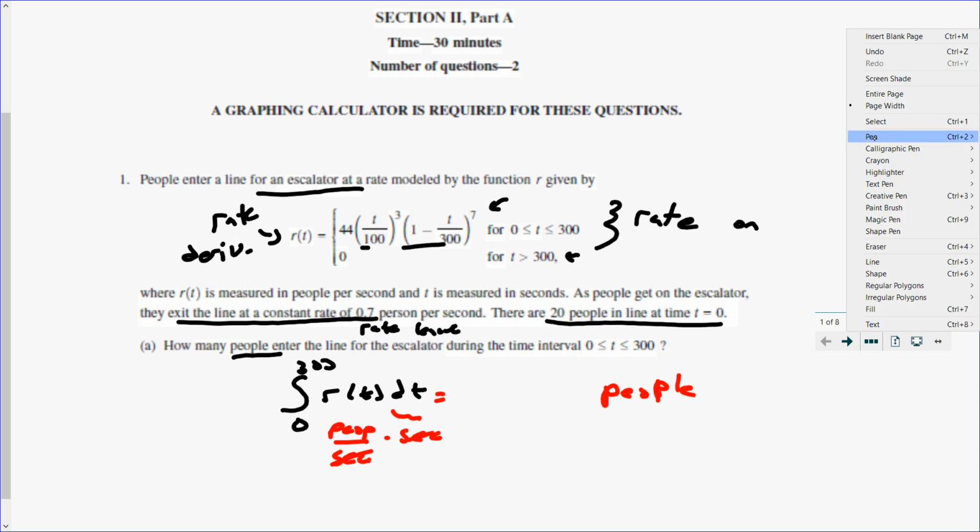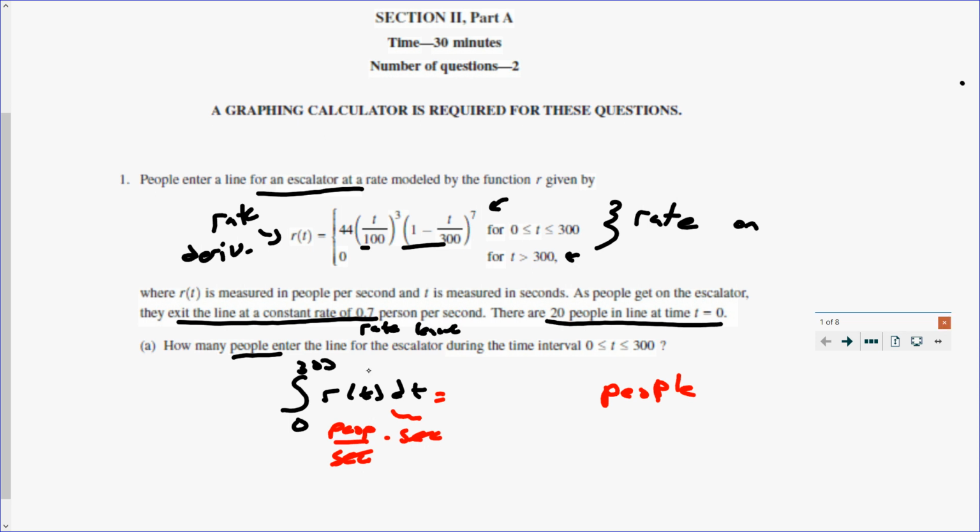And if we type this equation into our calculator, we wind up with 270 people right there. Very quick, very easy question to answer. Part A is worth 2 points. You get 1 point for your integral, 1 point for your answer.